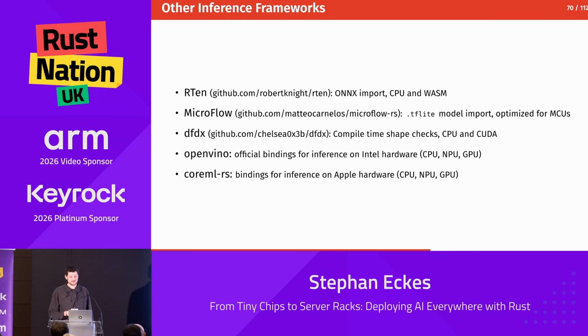Then dfdx is kind of abandoned, but it's quite interesting as a project because you have compile time shape checks, and it was using a lot of nightly Rust features for that to make it really nice from the usability. Runs on CPU and CUDA. OpenVINO from Intel has official Rust bindings, which is super cool. So they maintain them. And then if you want to run on Intel hardware, even on NPUs, you can use OpenVINO directly. And coreml-rs is a young framework. But I mean, the bindings are still kind of experimental, but it works. And if you just want to run on Apple hardware, this might be something you want to look into.